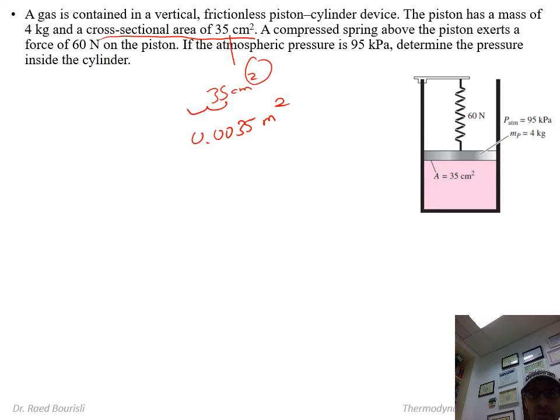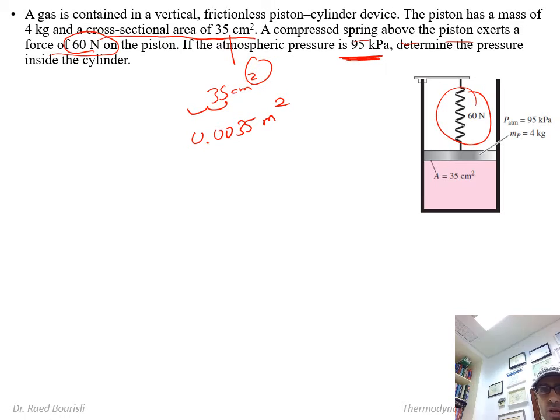So I add 4 zeros because this is squared. 100, 2 zeros for each power. And this is 4 kilogram. So a compressed spring above the piston exerts a force of 60 Newton. So 60 Newton on the piston is done by the spring. And if the atmospheric pressure is 95 kilopascal, determine the pressure inside the tank, inside the cylinder.